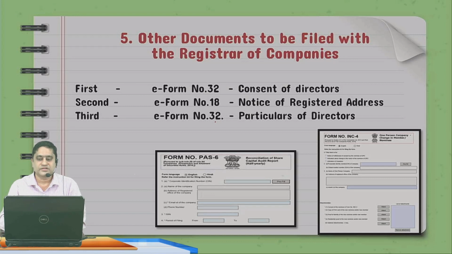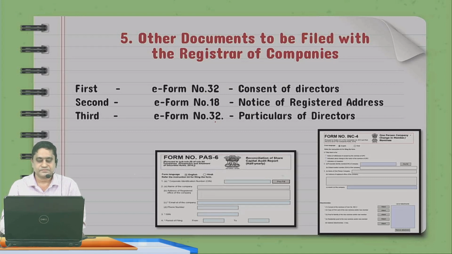These are the forms such as Pas 6 and INC 4, which are related to the change of name, and also related to reconciliation of the share capital, which is Form Pas 6. Form INC 4 deals with the one person company or the change in the membership of the company.